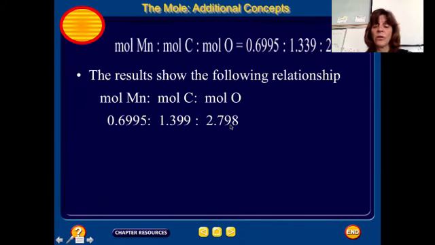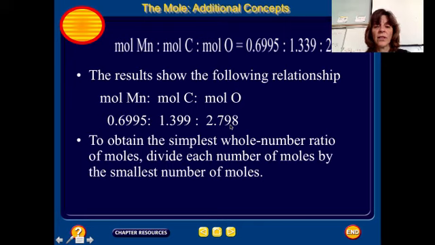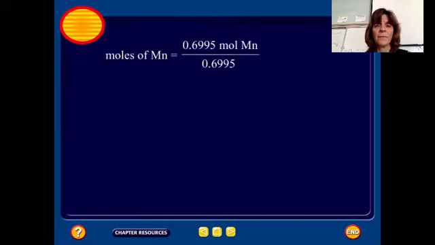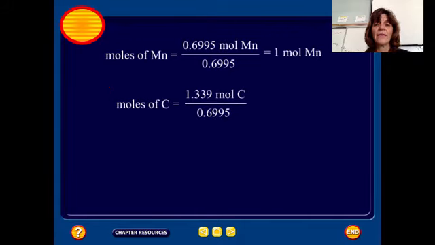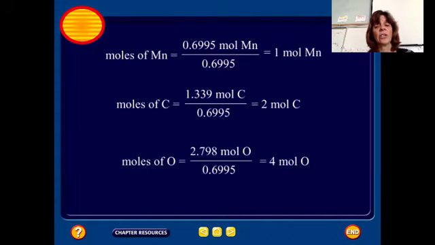So here's our ratio of moles. We're going to divide each one by the smallest number. For manganese, that gives us 1 manganese. For carbon, that gives us 2 carbons. And for oxygen, it's 4 oxygens. So we took our moles that we calculated that came from the percent composition and ended up with a whole number ratio of 1 manganese to 2 carbons to 4 oxygens. Right there is our formula.